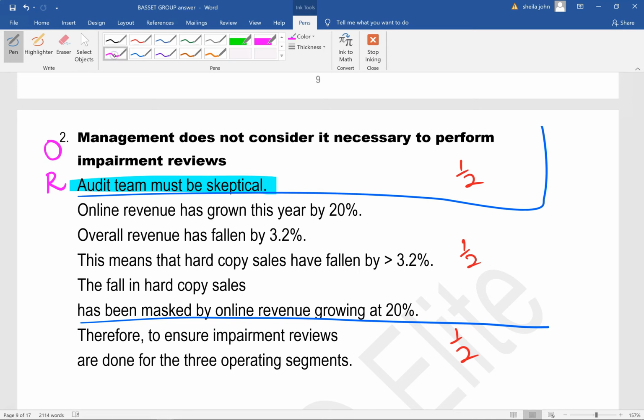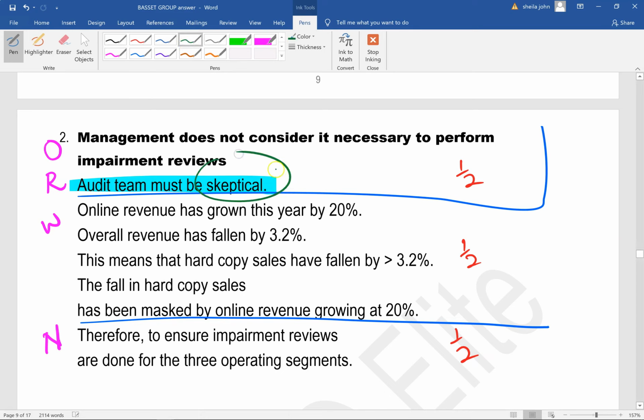So let me explain here. This part here is about why the audit team needs to be skeptical. Why? Because it doesn't make sense. Revenue for some of the segments is actually falling more than what has actually been disclosed. And therefore, now, what do we need to do? I mean, the thing here is this.